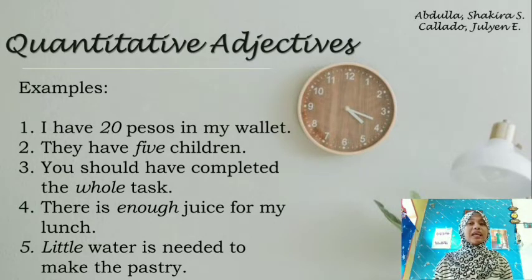Number two, they have 5 children. This belongs to the category of question, how many? How many children do they have? They have 5 children. So our quantitative adjective here is 5 and it modifies the noun children. Number 3, you should have completed the whole task.